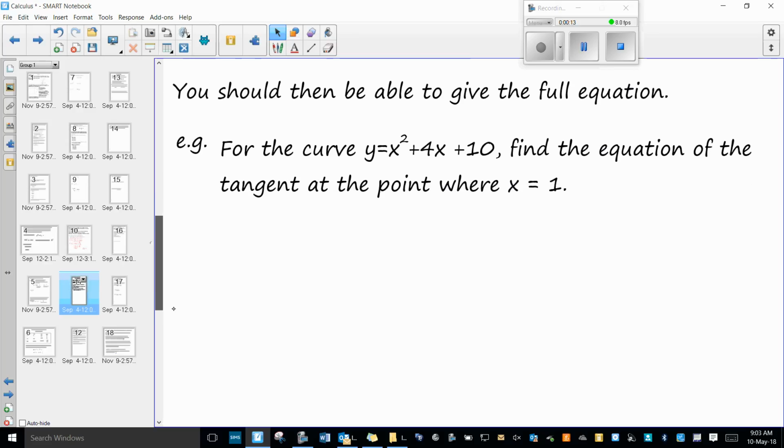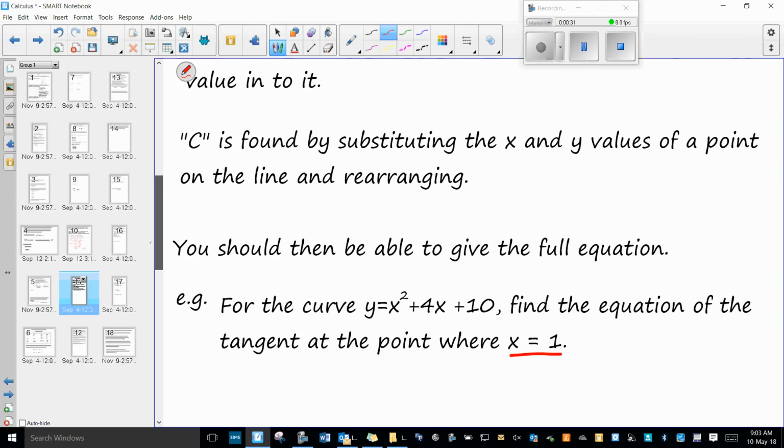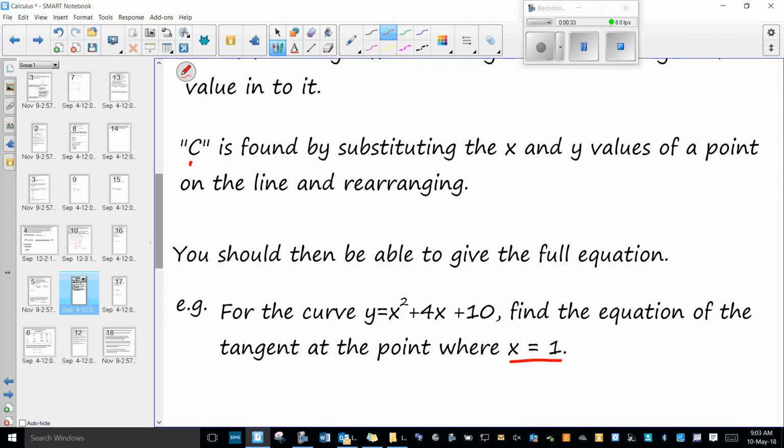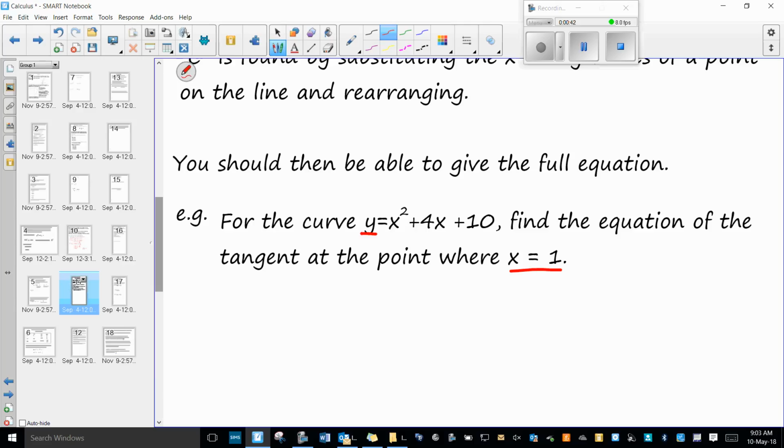So for the curve y equals x squared plus 4x plus 10, find the equation of the tangent at the point where x is 1. Now, they've been a bit mean here because they've only said to find the gradient where x is 1. What I said up here, in order to find c, we do need to know a full coordinate. So the order that you do these things is not important, but at some point you're going to need to find the corresponding y value when x is 1. So maybe that's a good idea we do that first.